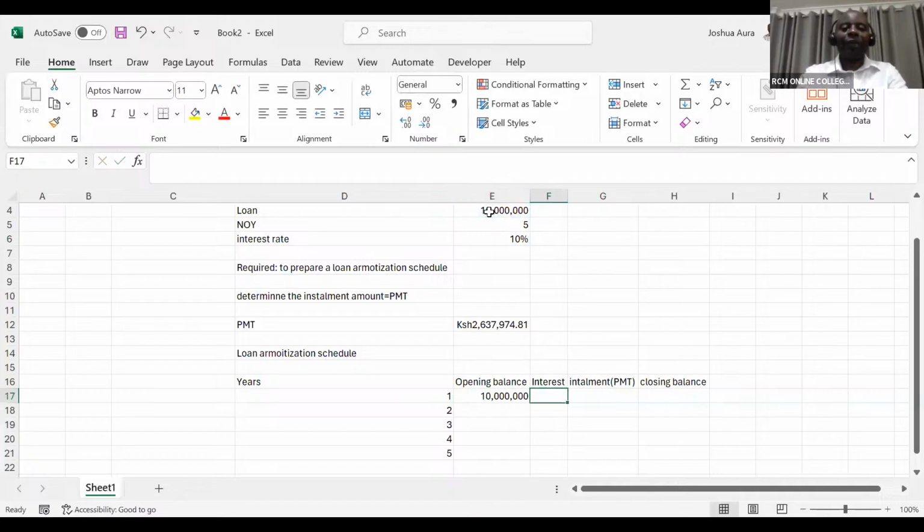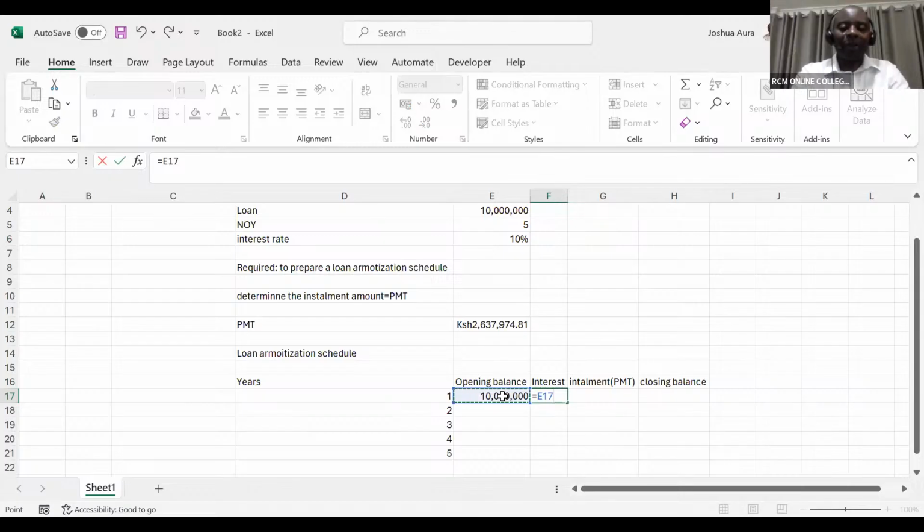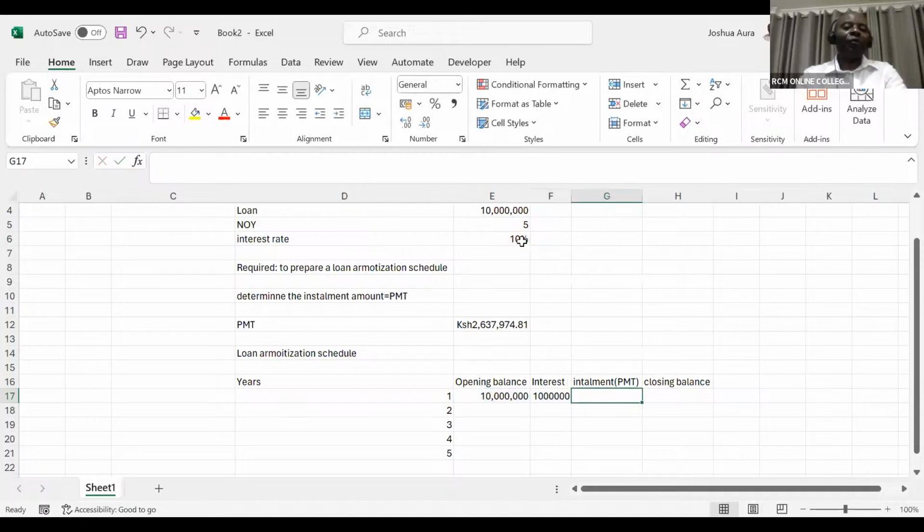Interest is always pegged on the opening balance. So what I need to do is to take the opening balance, which began with this, times the rate of interest. Then I move to the next one. The installment, I know the installment, ladies and gentlemen, here is this.